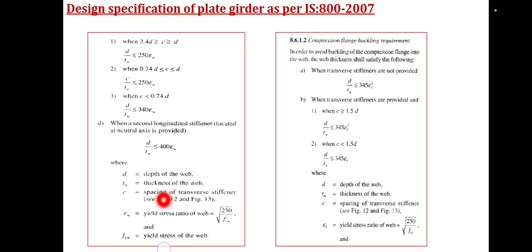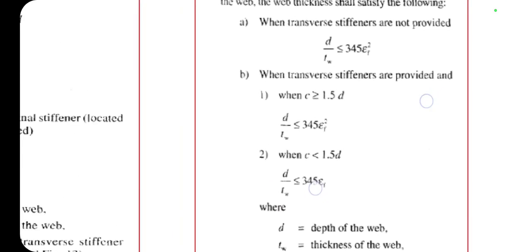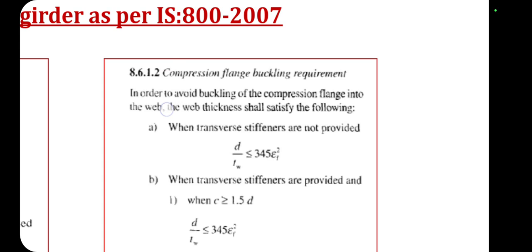Vw is the yield stress ratio for the web, which equals 250 divided by fyw, where fyw is the yield stress of the web. Then clause number 8.6.1.2, that is the compression flange buckling requirement. In order to avoid the buckling of the compression flange into the web, the web thickness shall satisfy the following.